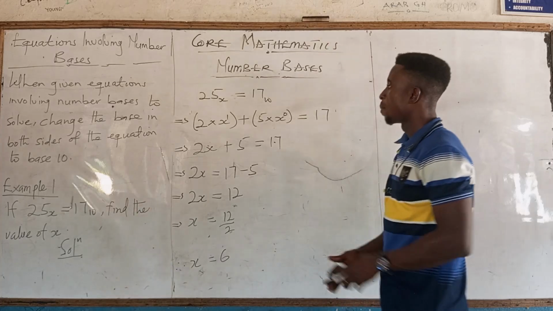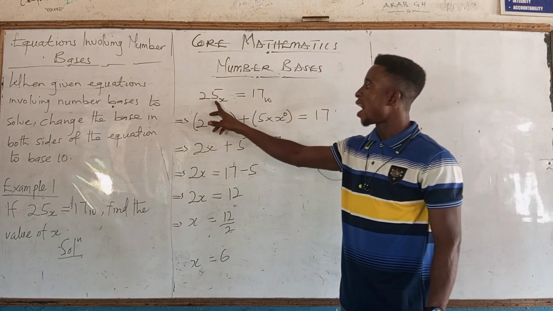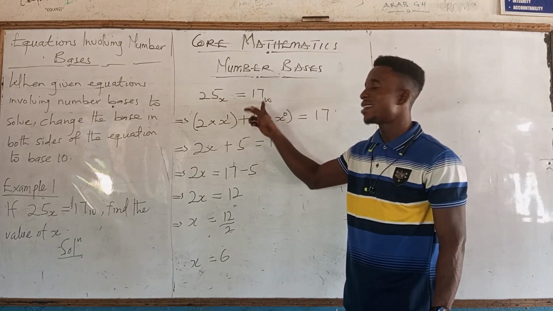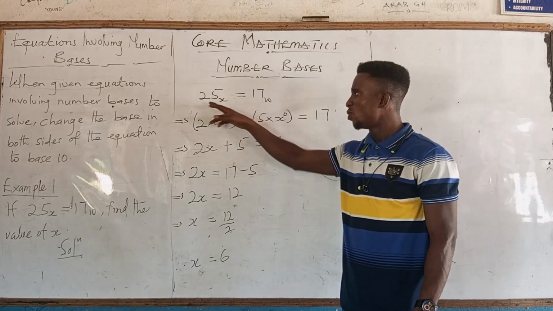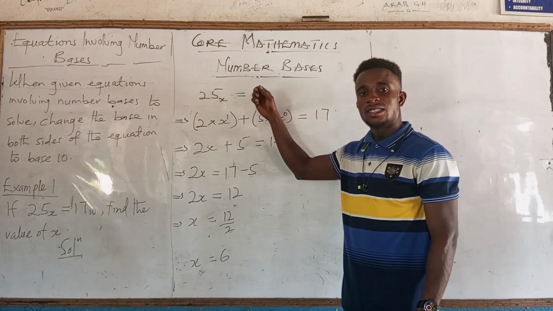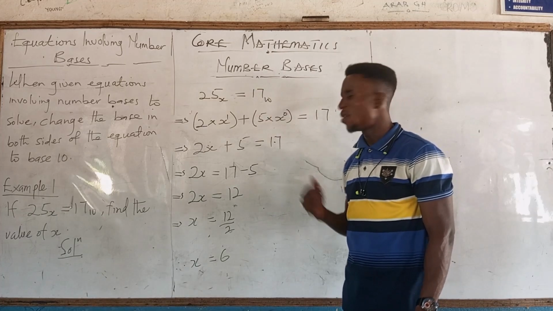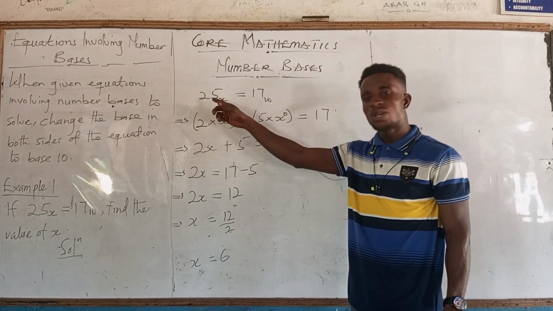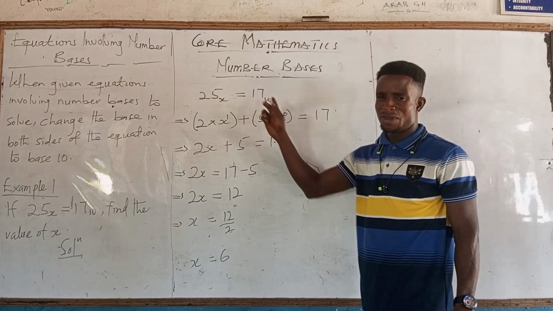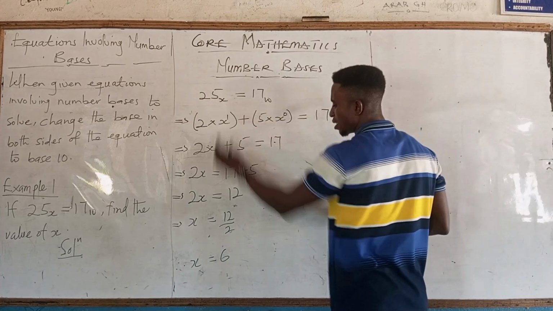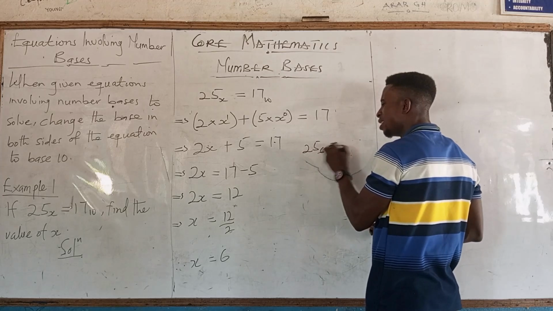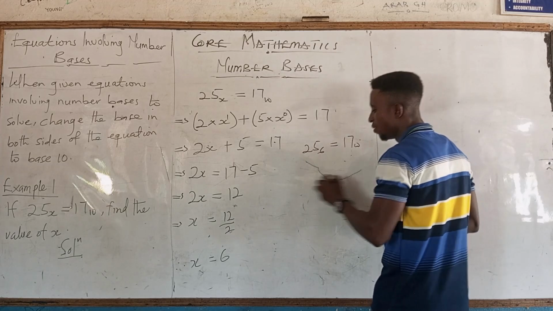And what does it mean? We are saying that 25 base what number, when we convert to base 10, we'll get 17? Are we getting that? Or 25 base what number is equal to 17 base 10? And we said the base number is 6. So you can prove that by converting this one to base 10. Since x is now 6, I can say 25 base 6 is equal to 17 base 10. Let's see if it is correct.